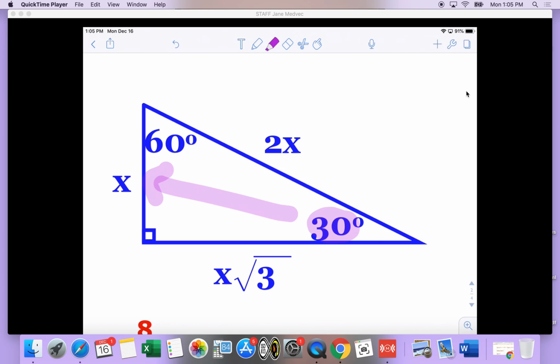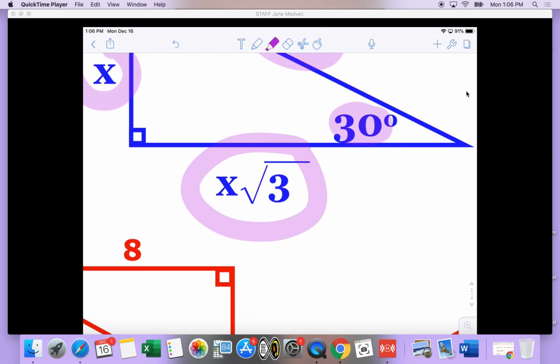Then, after I establish that, I'm going to take a look at my hypotenuse. Again, that's the longest side. And because it's the longest side, I'm going to call that 2x. So it's double x, which makes sense. And then anything that's left over is going to be the x root 3. So again, the first thing I label is my x. It's opposite the 30 degree. Then I do my hypotenuse, which is 2x. And then finally, I do my x root 3. All right, so I always set it up that way.